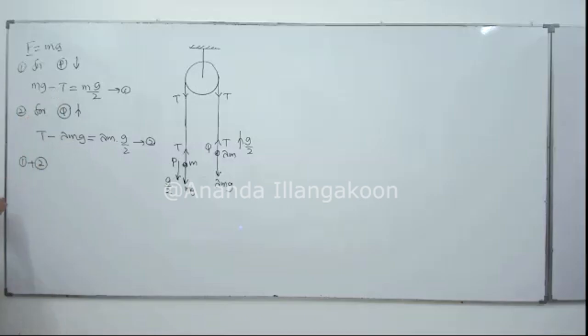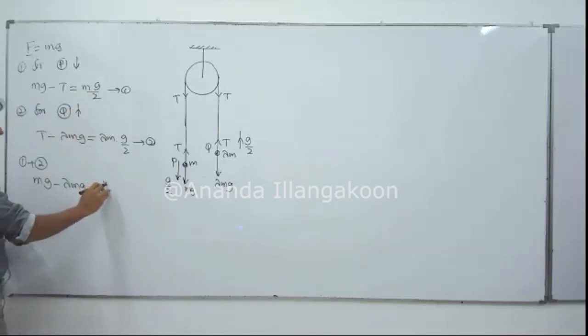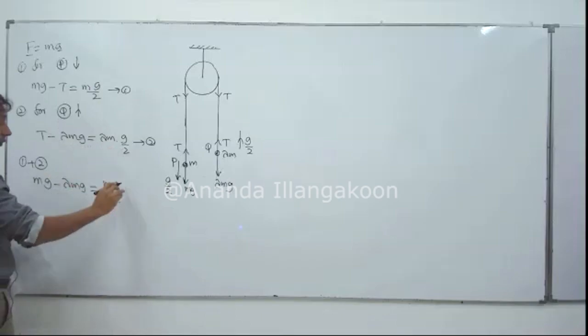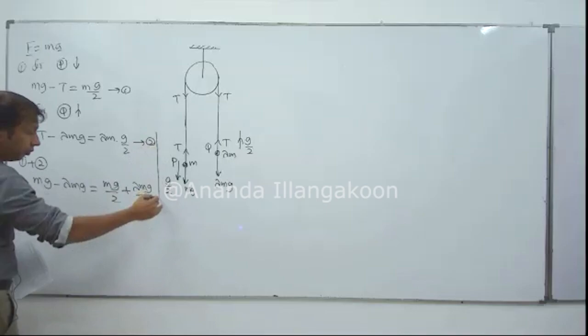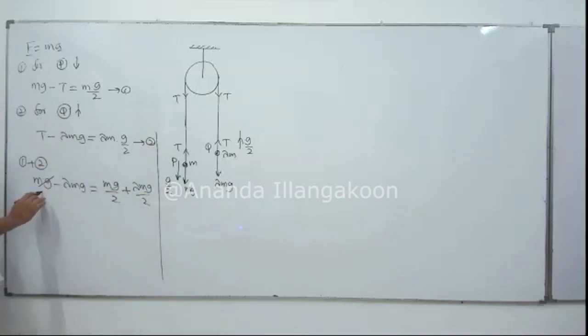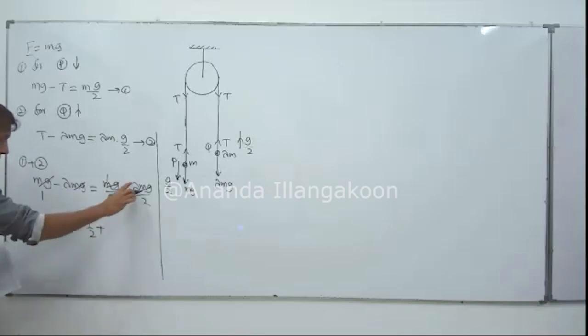Minus T plus T can cancel down. Left hand side, mg minus lambda mg. Right hand side, mg by 2 plus lambda mg by 2. mg you can cancel down, so we get 1 minus lambda on the left, half plus lambda by 2 on the right.